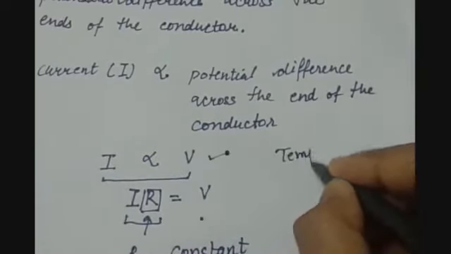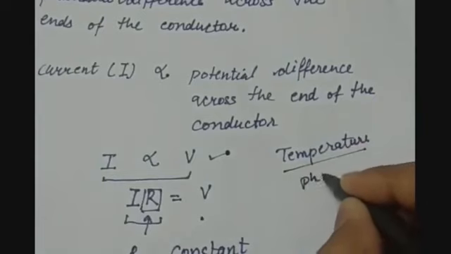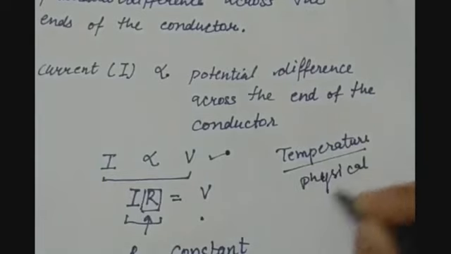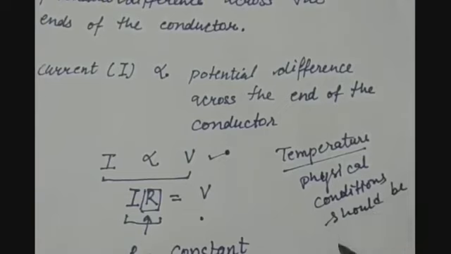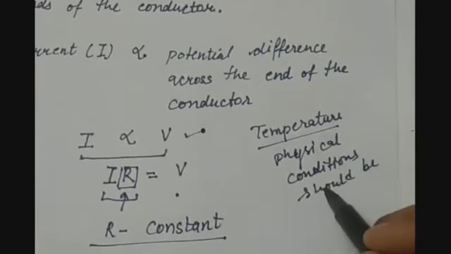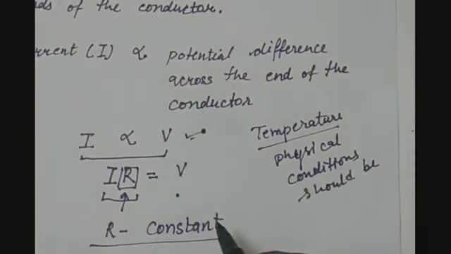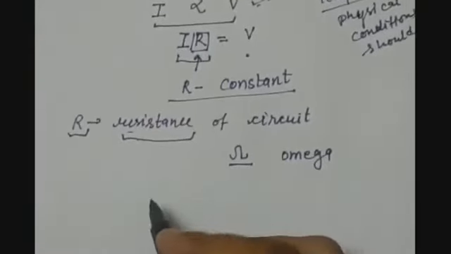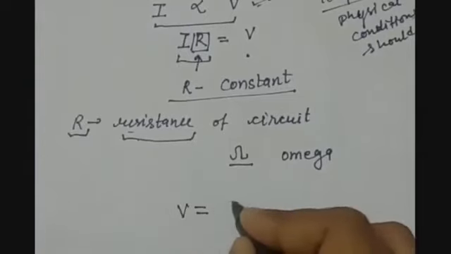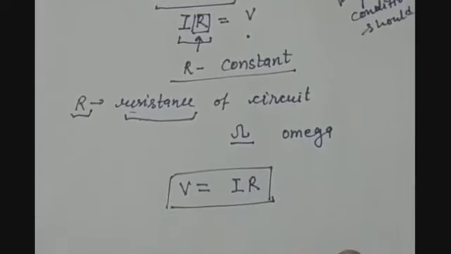Temperature and other physical conditions should be constant, or there should be no change in the temperature and physical conditions of the conductor while studying this effect. So this is what Ohm's law is. Now let us have a look at that. We have the relation V is equal to IR. This is Ohm's law, but we can also modify this.